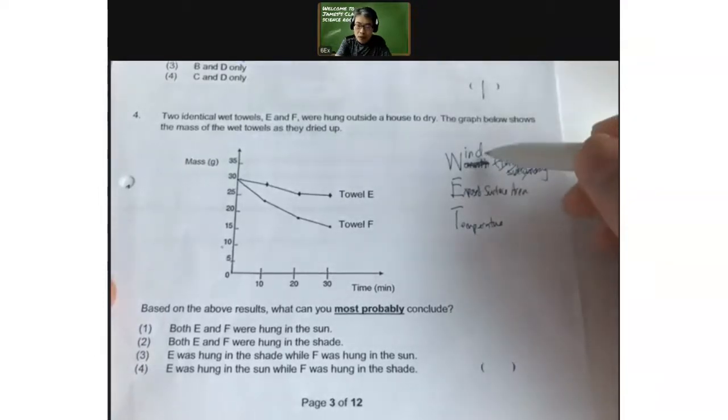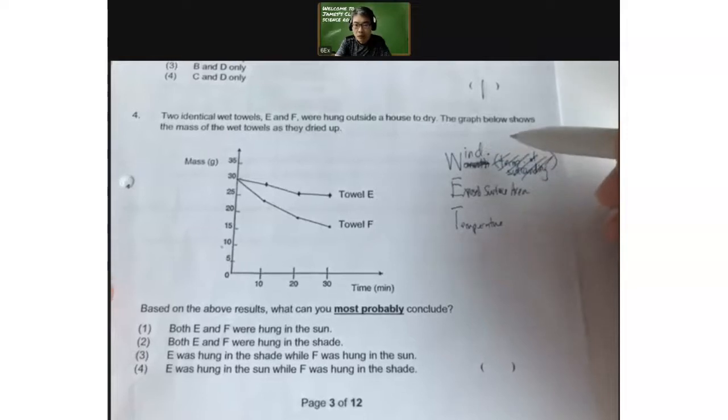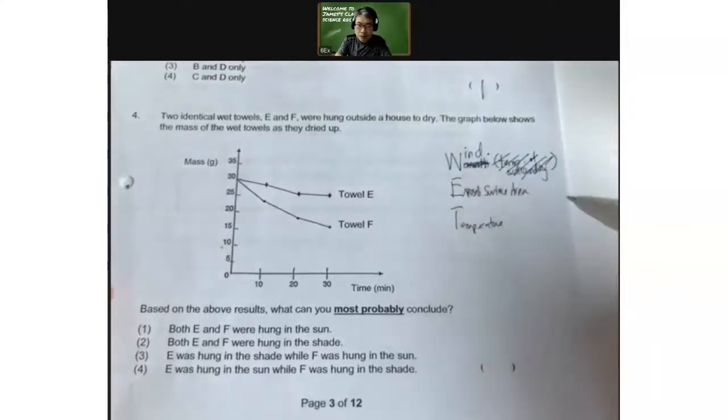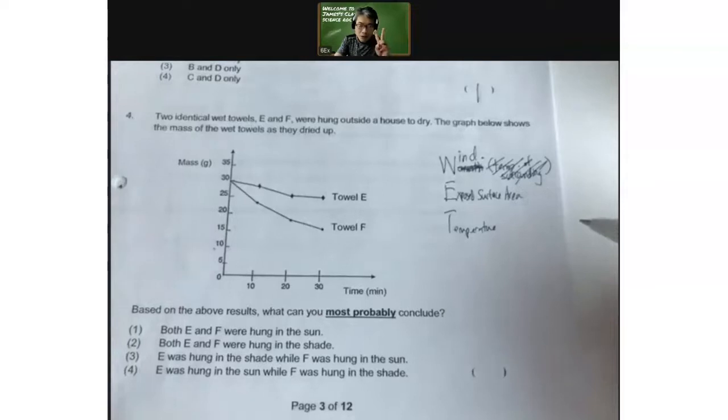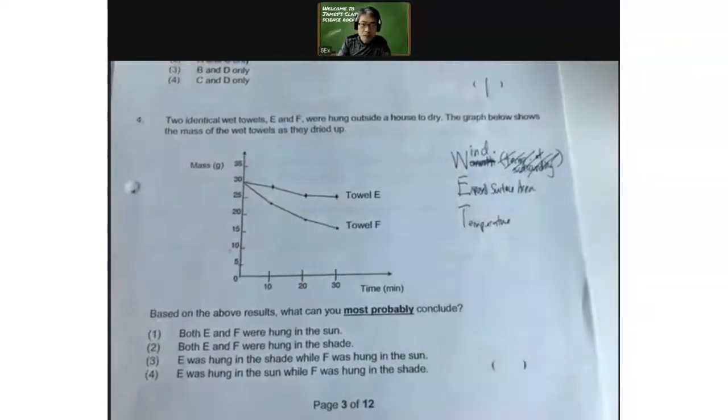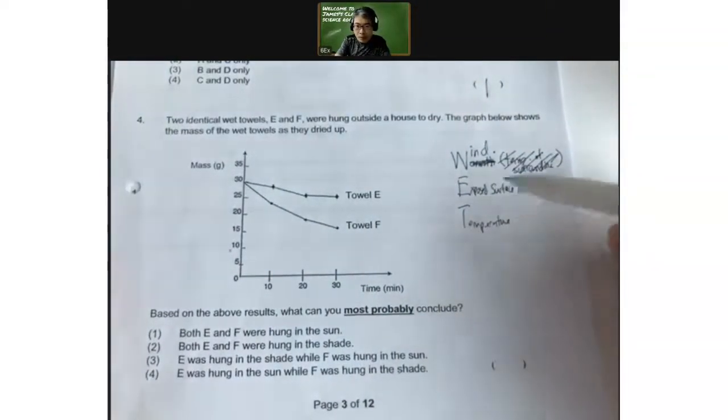The greater the amount of wind, the greater the rate of evaporation. So you have written this because you were writing diligently. My apologies. Okay. So WET is a good way to remember: wind, exposed surface area, and temperature.